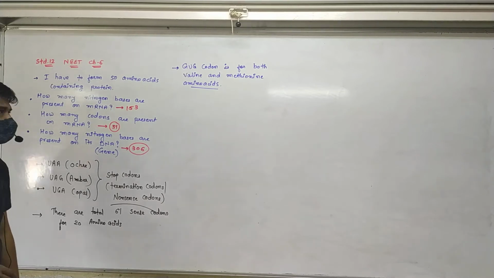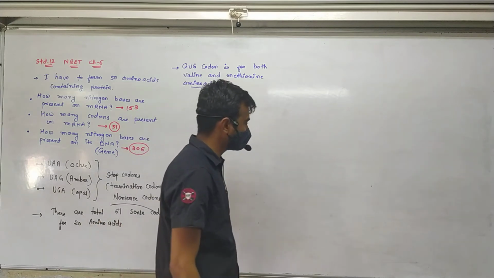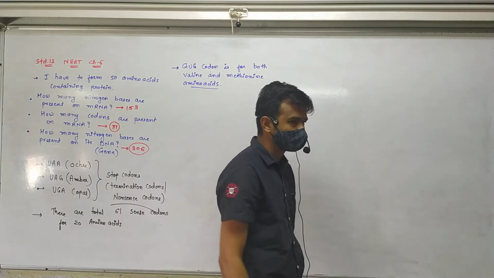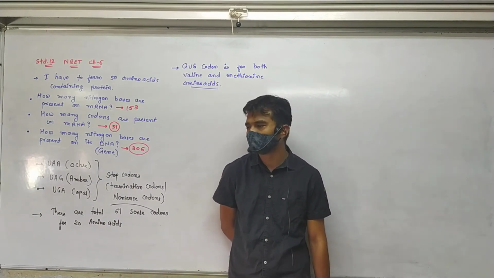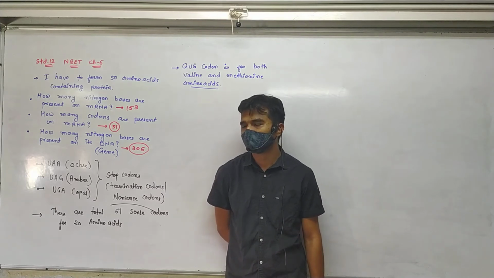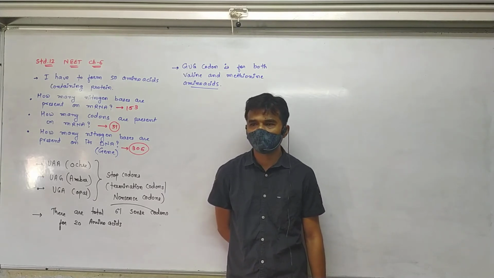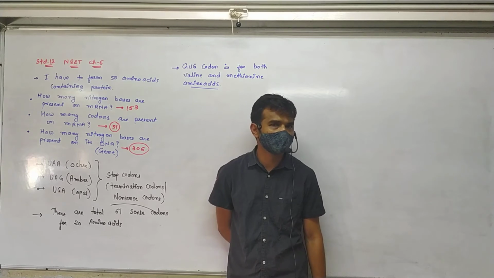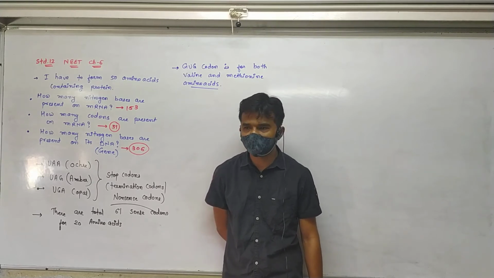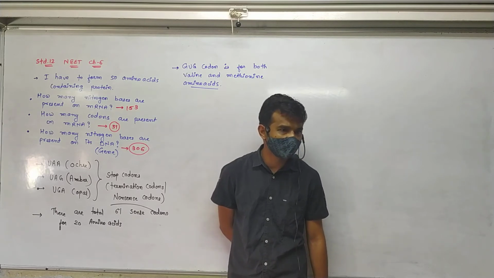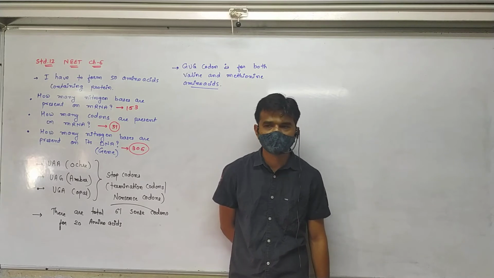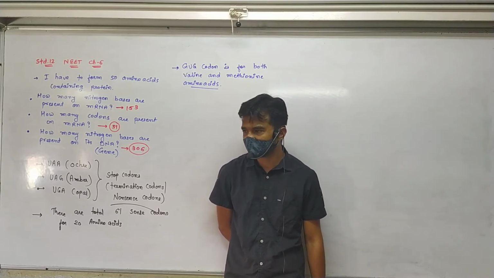Okay, now you tell me, what is the definition of cistron? What is the definition of cistron? The fragment of the DNA which is able to transcribe and able to form the protein. This is known as cistron.